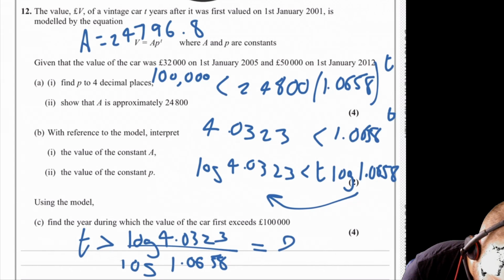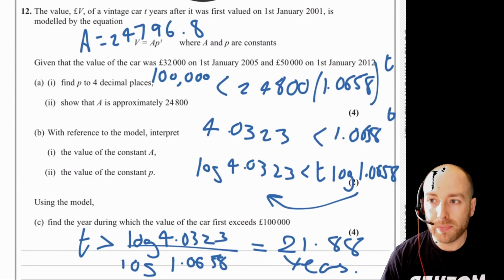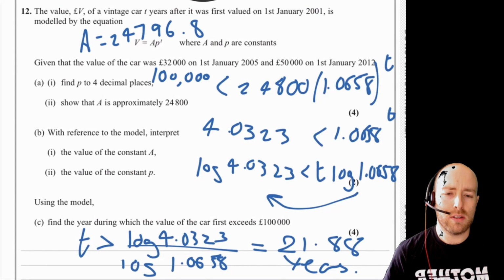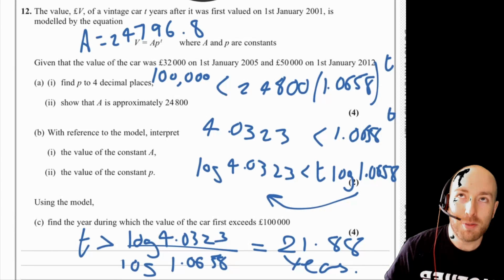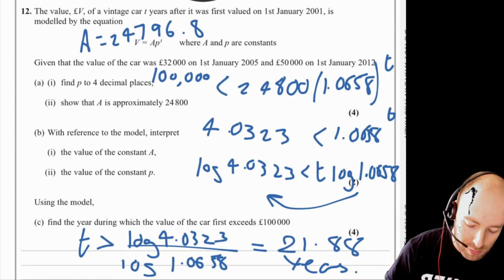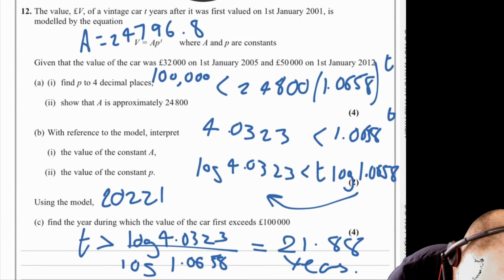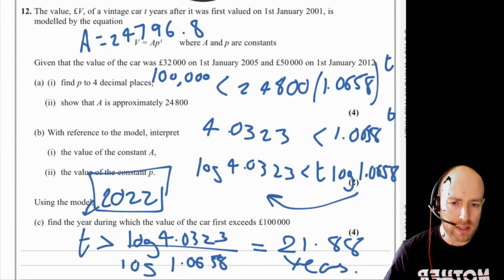Which gives us 21.88 years. So this was all recorded in Jan 2001. So 2001 plus 21.8 years is 2022.8. So it's during 2022. So 2022 is the year during which the value exceeds 100,000.